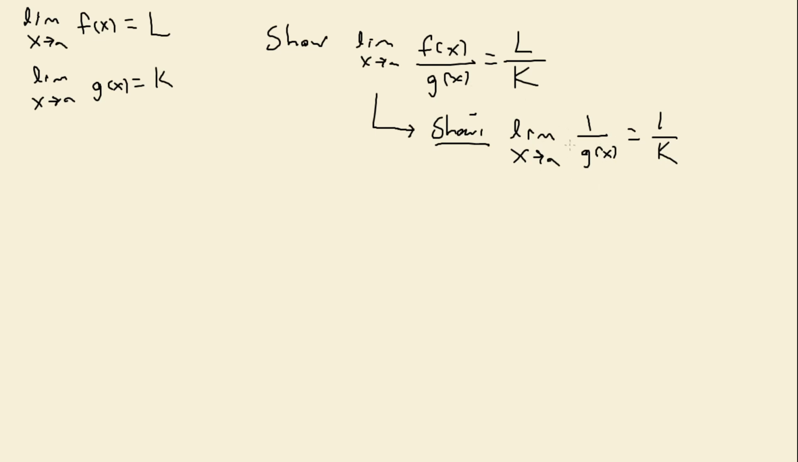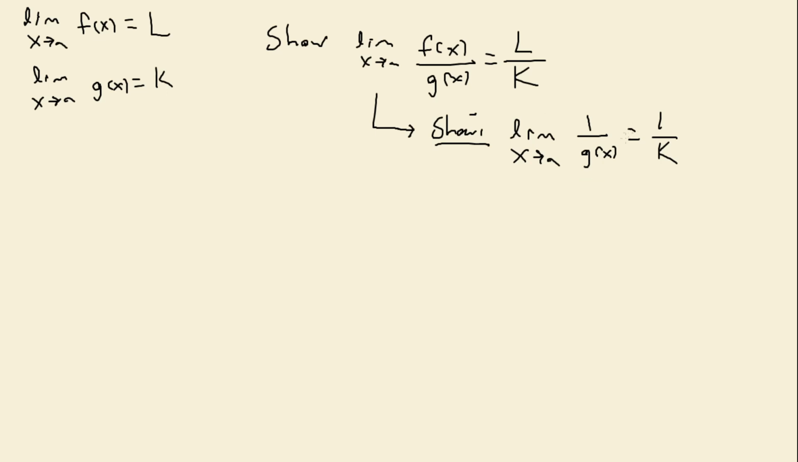That's really all we need to show, because then after that, it's just a matter of the property of multiplication, which we already proved. Then it will just be f of x times 1 over g of x, and if we know the limit of 1 over g of x is 1 over k, and the limit of f of x is L, then we know that the limit of those two things multiplied together will be L over k, and we will have enough to sufficiently prove this property. But proving this right here is hard, and we're going to go through that.